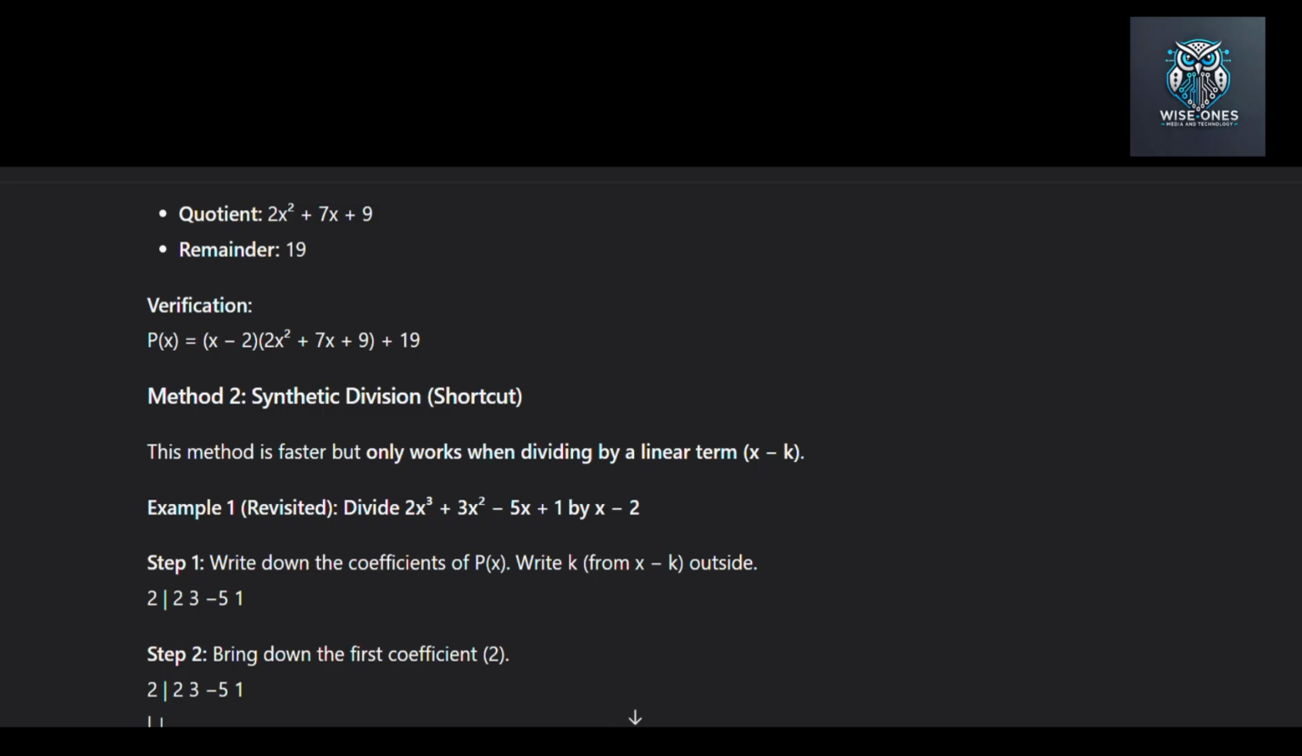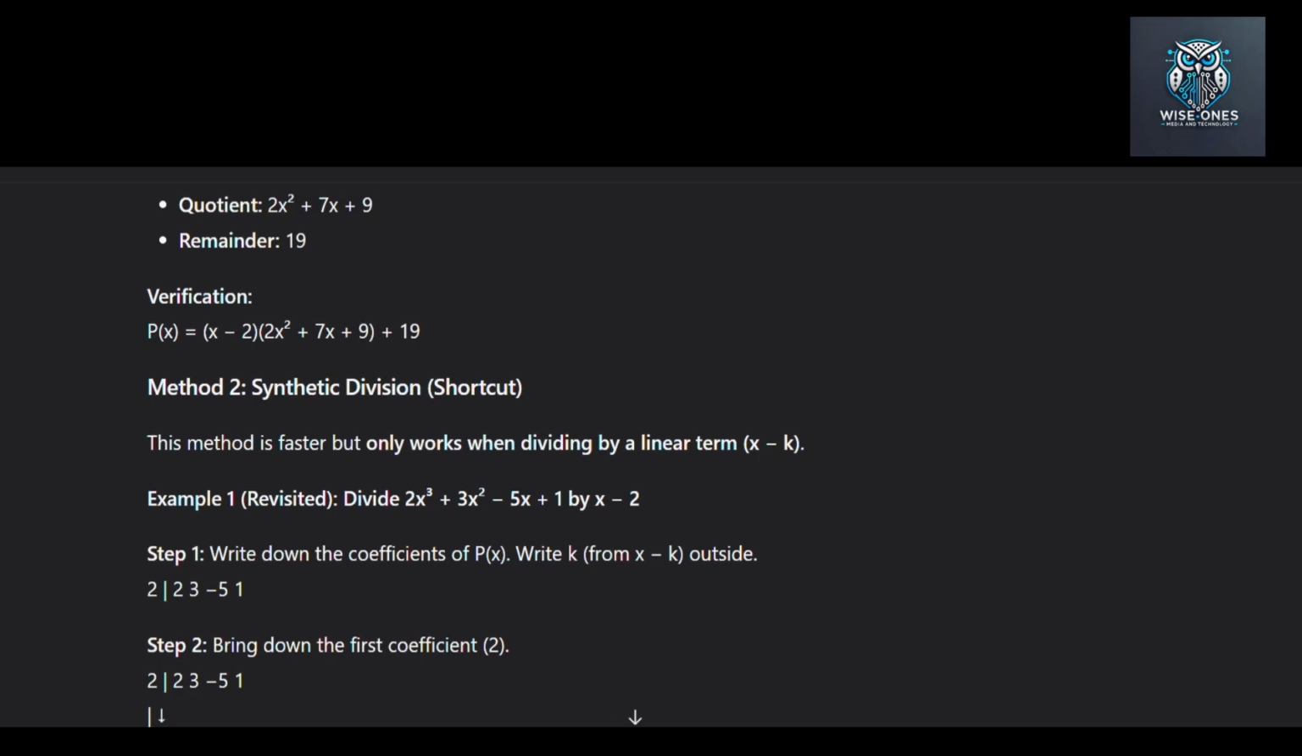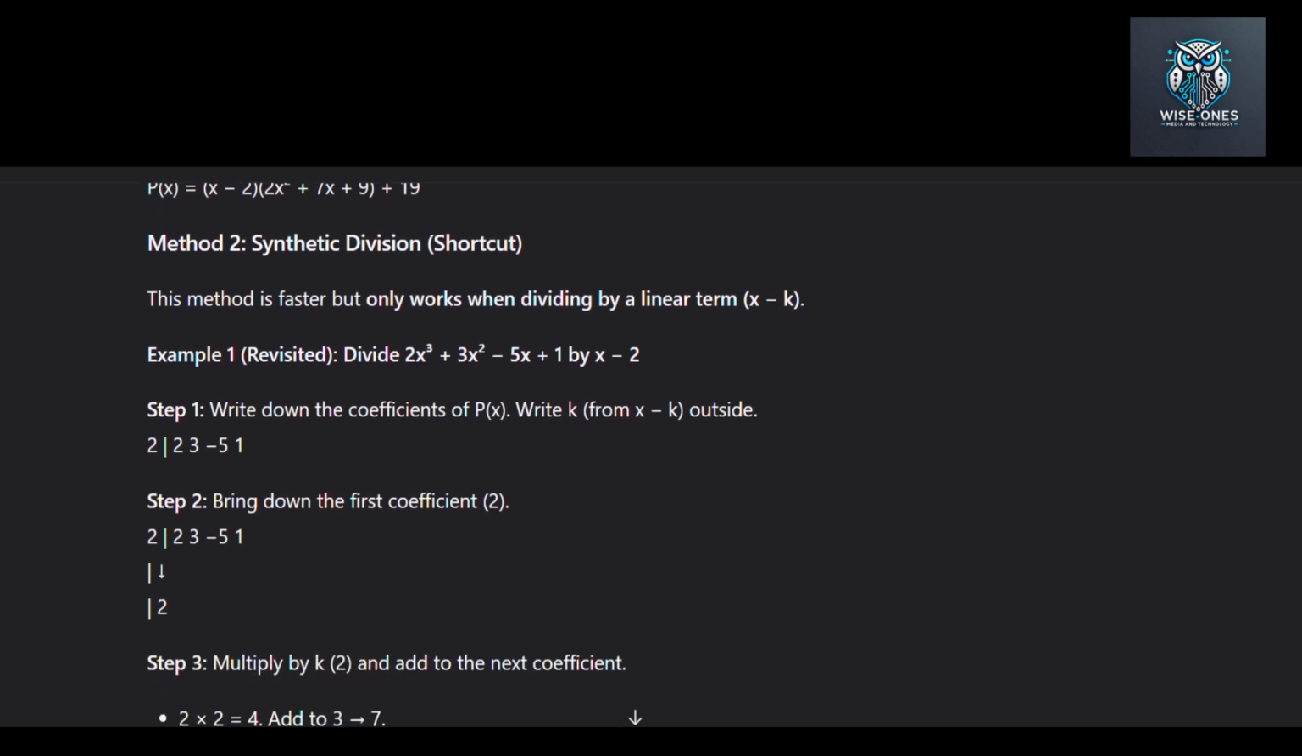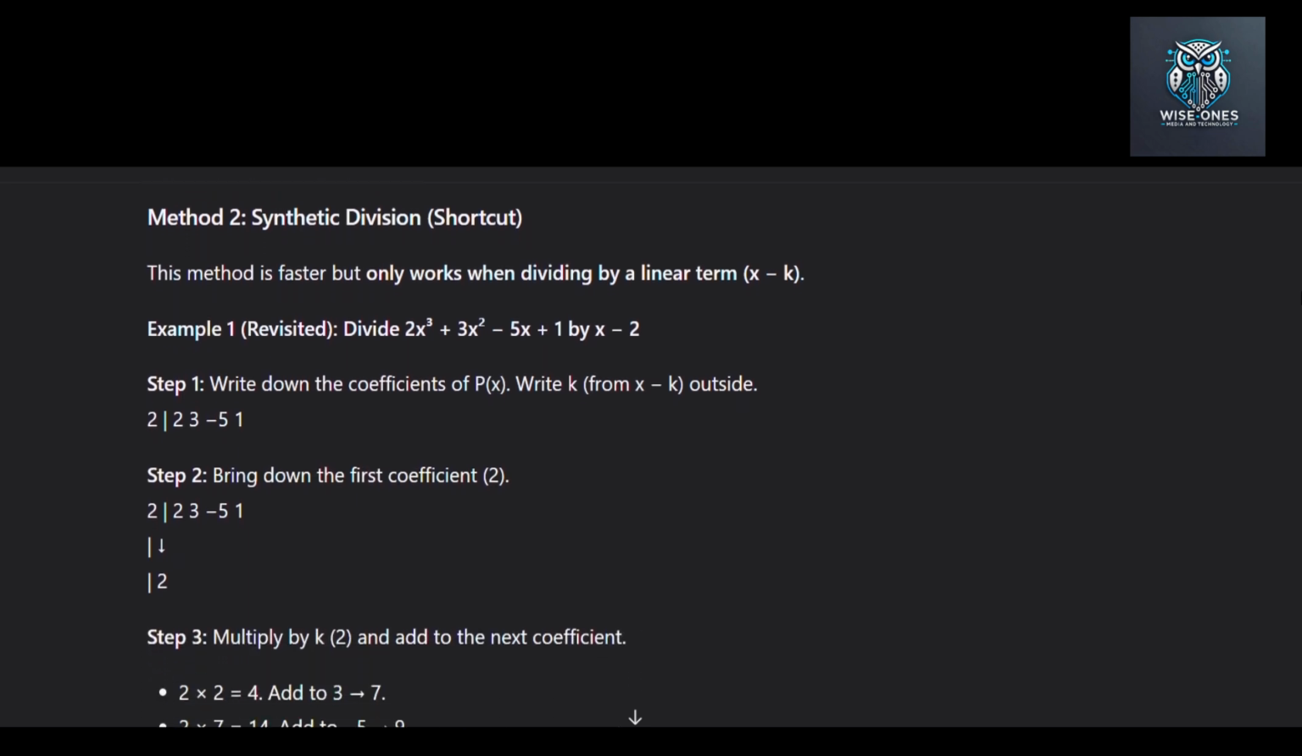Now let us look at method 2. This is synthetic division. It is a shortcut. But listen carefully. This method is faster, but it only works when dividing by a linear term like open bracket x minus k close bracket. You cannot use it for x squared. Let us revisit example 1.